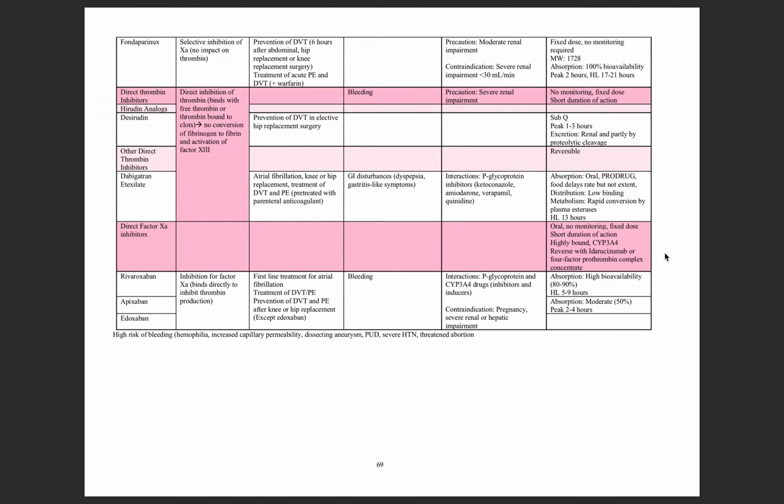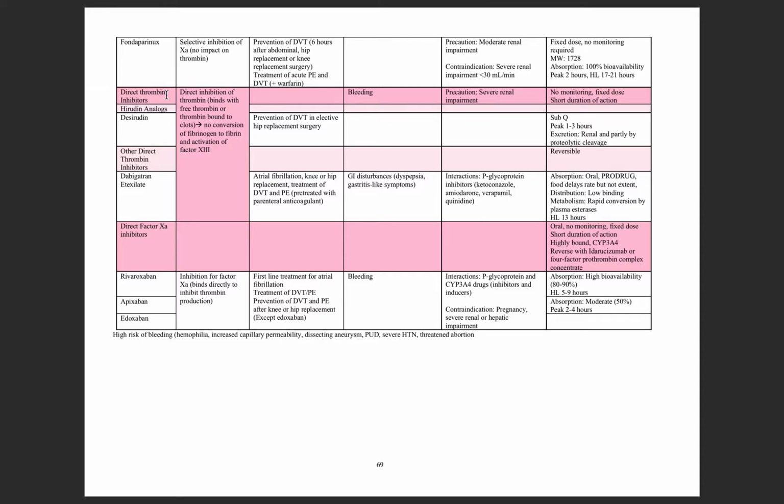The other drug that activates antithrombin is listed right here. I'm not even going to try and say it, but it does have, once again, that selective inhibition on factor 10A. Uses are the same, but watch out for that severe renal impairment. It's not effective in these patients. However, the bioavailability is very good at 100%.